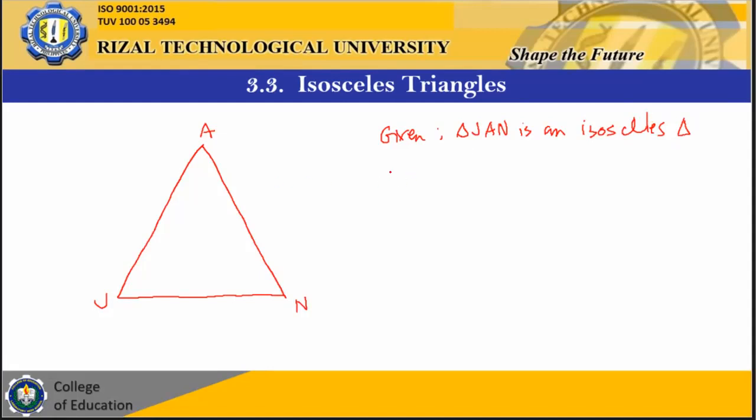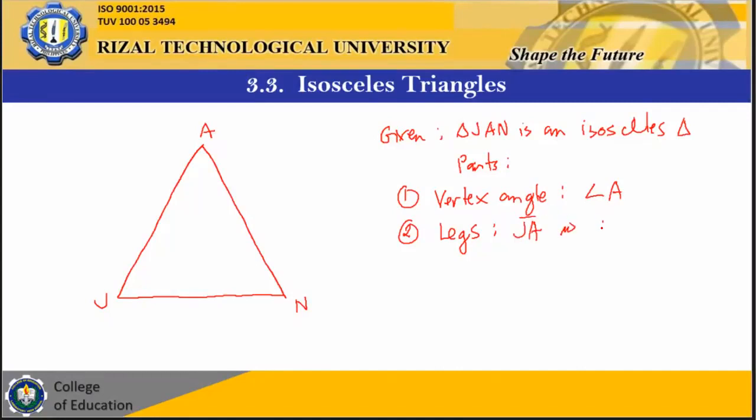So if that's an isosceles triangle, these are the parts of an isosceles triangle. Number 1, yung tinatawag nating vertex angle. The vertex angle is angle A. Dapat alam niyo yung mga parts, ha? Number 2, the legs. Ano yung legs? Of course, the congruent parts. Segment JA and segment NJ. Correct correspondence pa rin, ha? And then we also have our base, which is segment JN. And finally, number 4, we have our base angles, which is angle J and angle N.